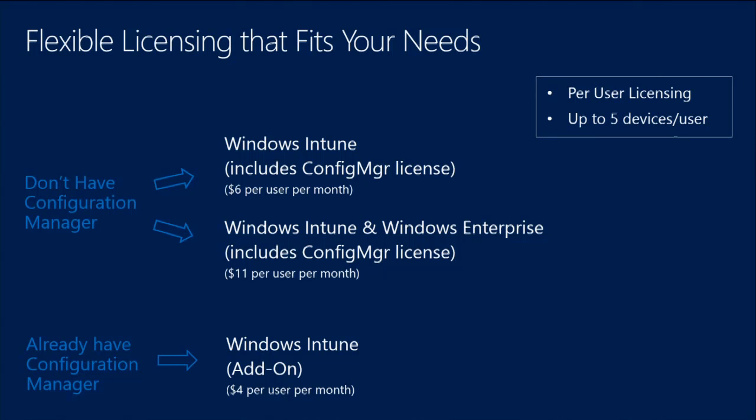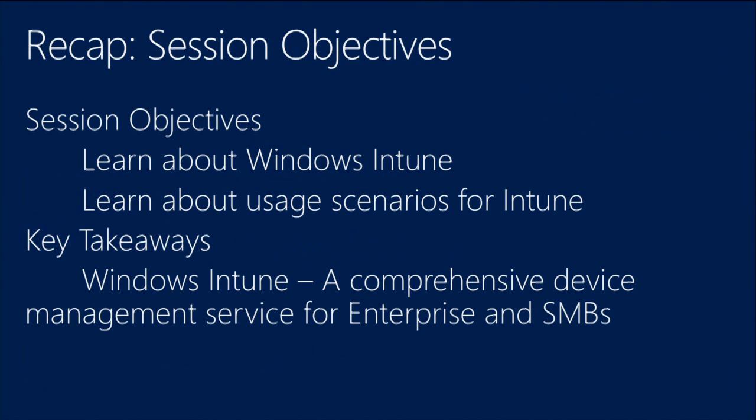So now that you have seen all the functionality, how do you get a Windows Intune subscription? There are two options that you have. If you already have Configuration Manager, it's an easy add-on to Configuration Manager. It's $4 per user per month that allows you to manage up to 5 devices per user. If you don't have Configuration Manager, which is the SMB scenario that we talked about, you can either go for option A, which is Windows Intune, that includes the Configuration Manager license as well. If you want to try that, it's $6 per user per month. Or you can look at the grandfather option that we had previously, which is $11, but that gives you the SA rights as well. So you will get enterprise edition of Windows and SA benefits with that.